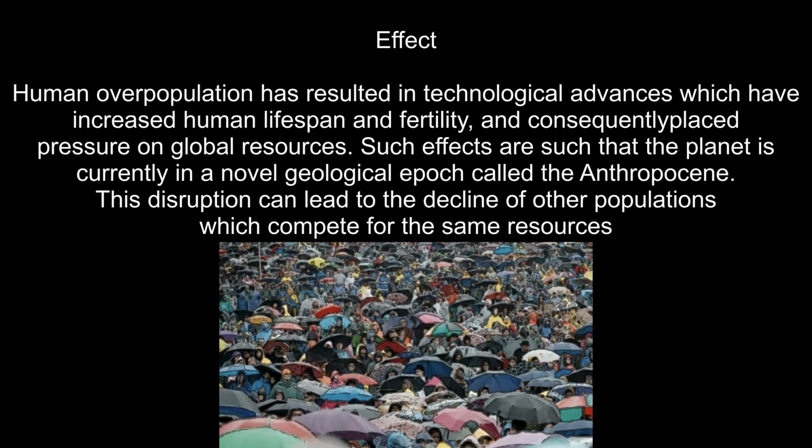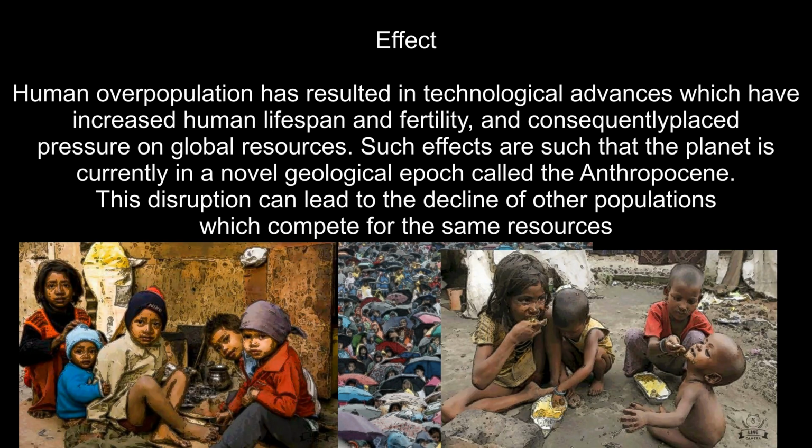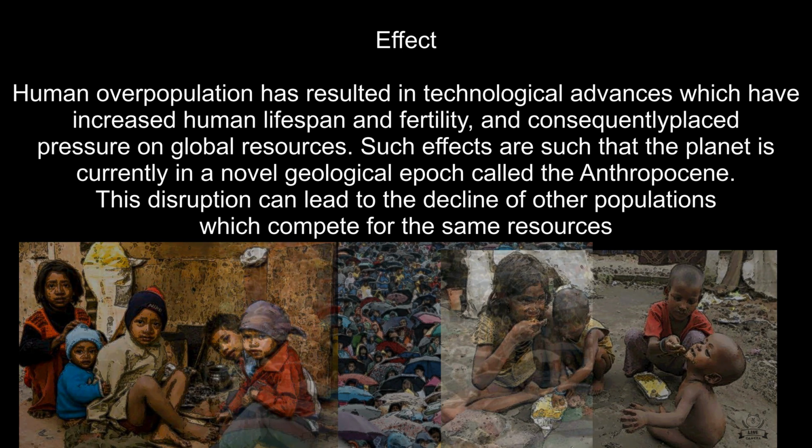Effect: human overpopulation has resulted in technological advances which have increased human lifespan and fertility, and consequently placed pressure on global resources. Such effects are such that the planet is currently in a novel geological epoch called the Anthropocene. This disruption can lead to the decline of other populations which compete for the same resources.